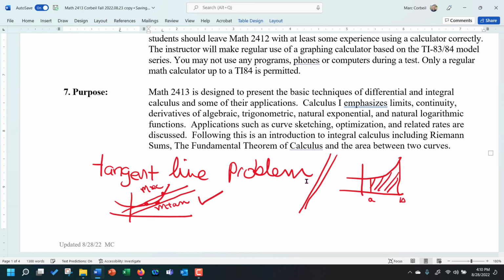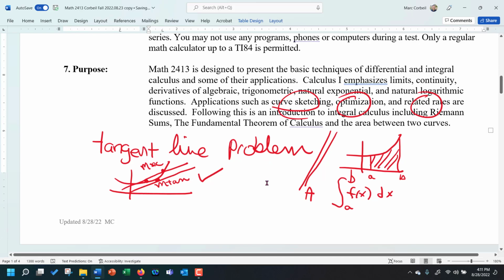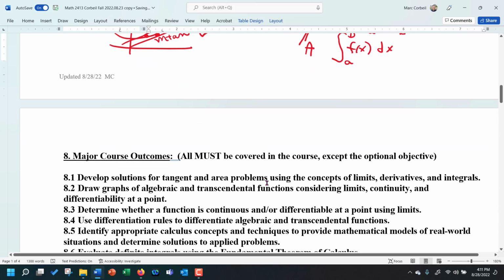And we're going to do that using an integral, or the antiderivative. So we're going to do the fundamental theorem of calculus, which is going to give us the area under the curve between A and B. So that is going to be a big thing for us. And those two things together, plus a lot of skills related to those, such as curve sketching and optimization and related rates, all these things are going to be things that we're going to address in the course. So they're going to be side things that are going to show up because we're doing all that.